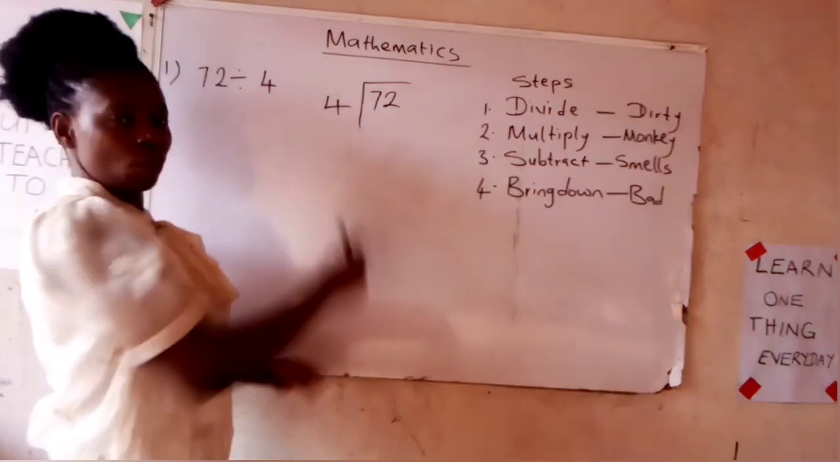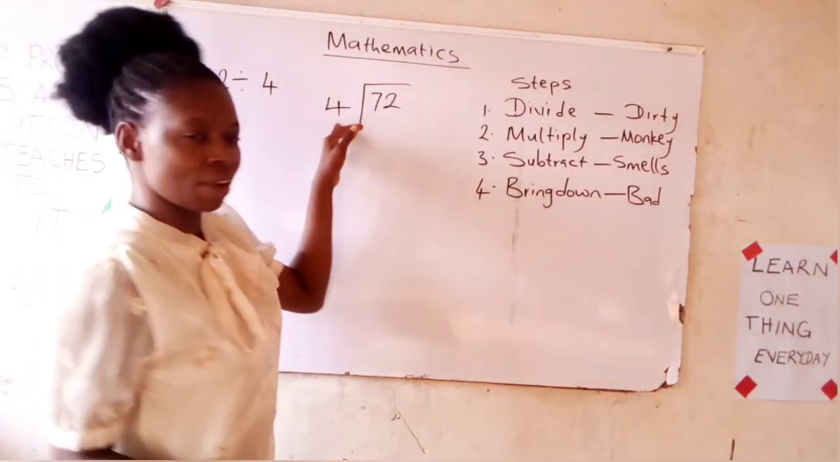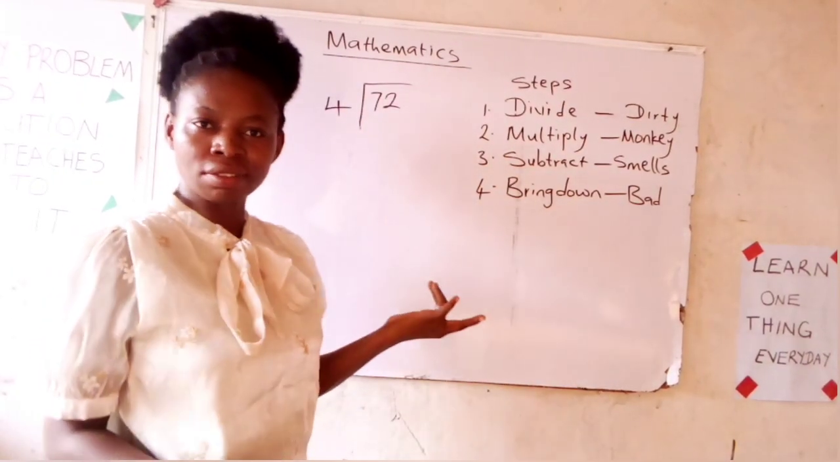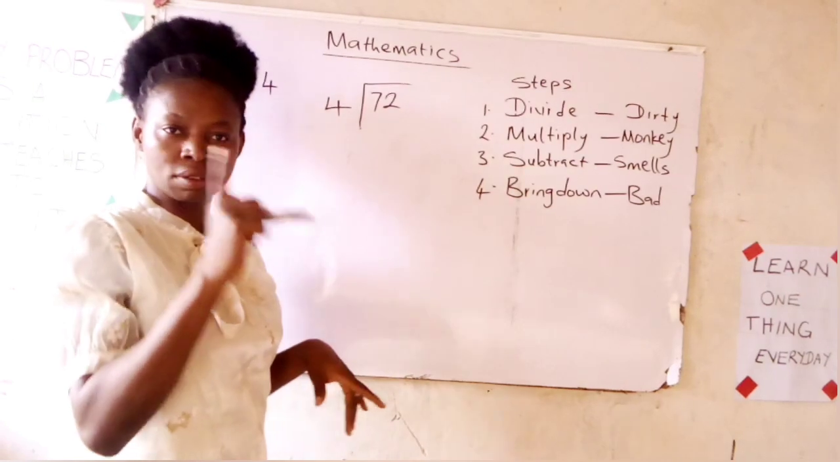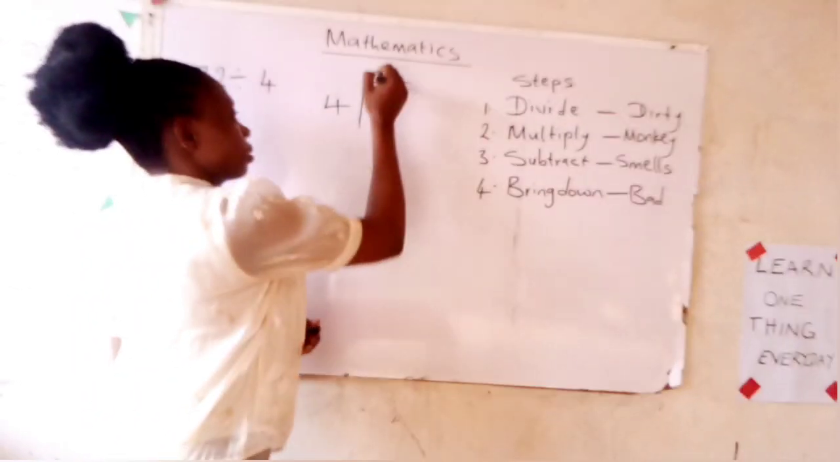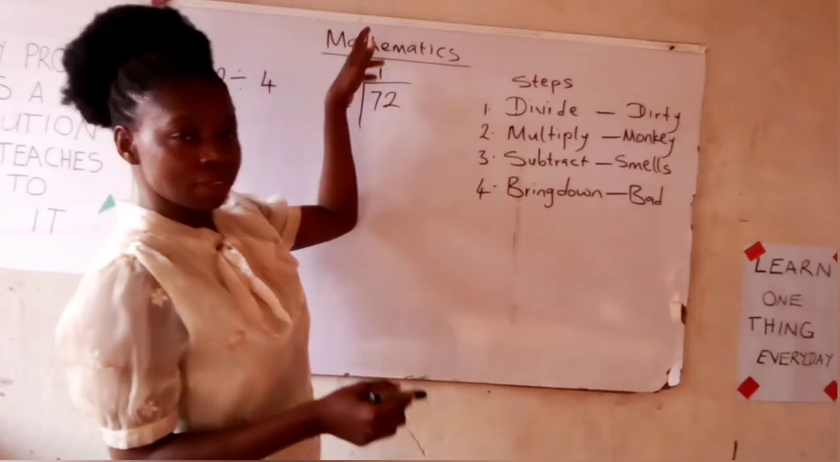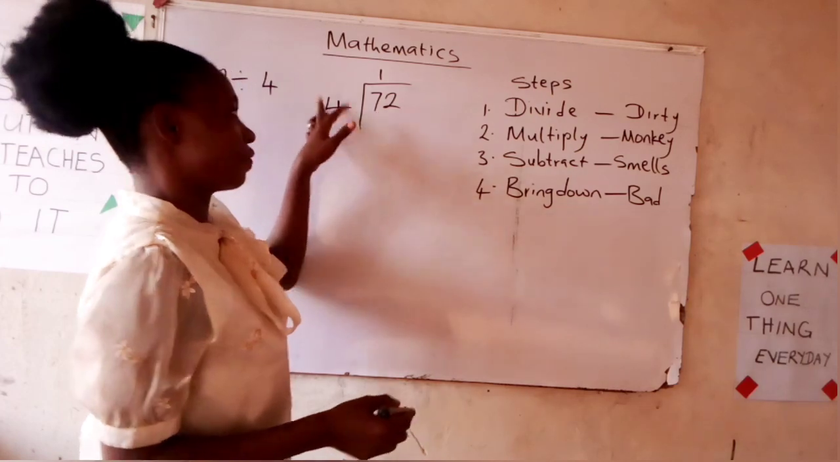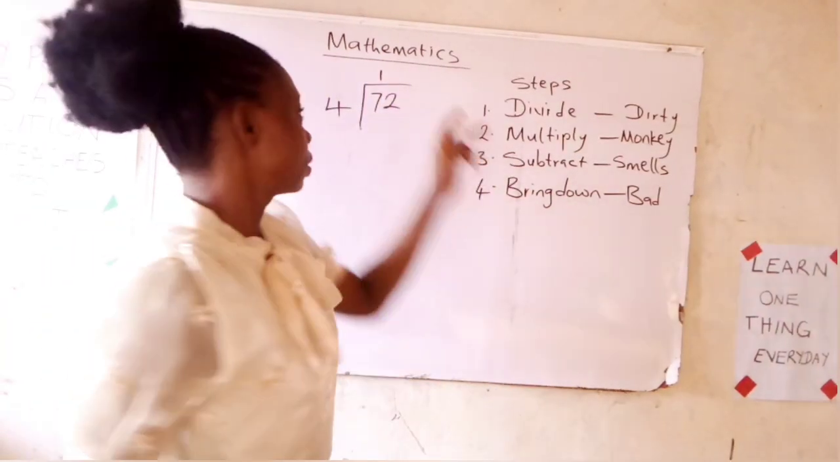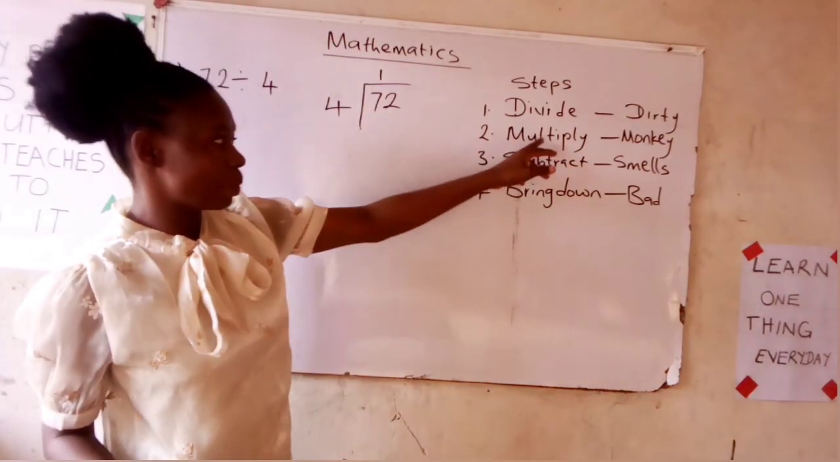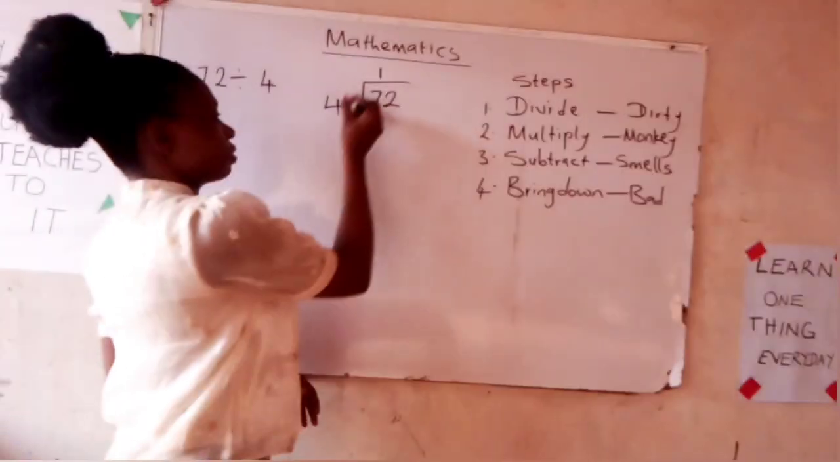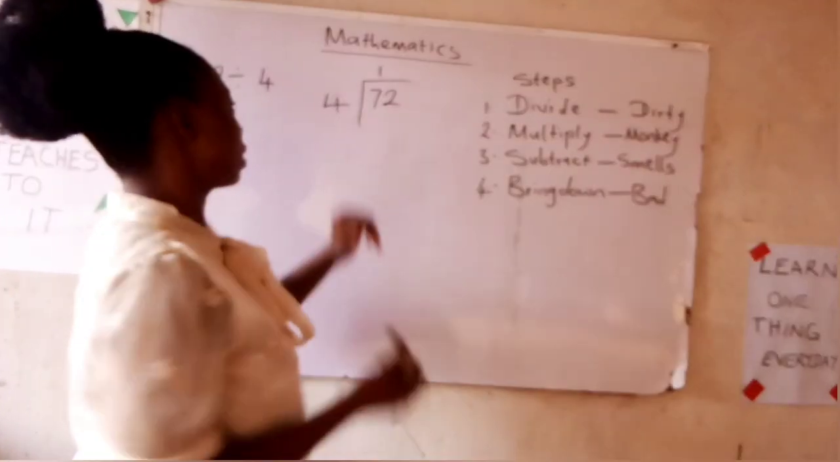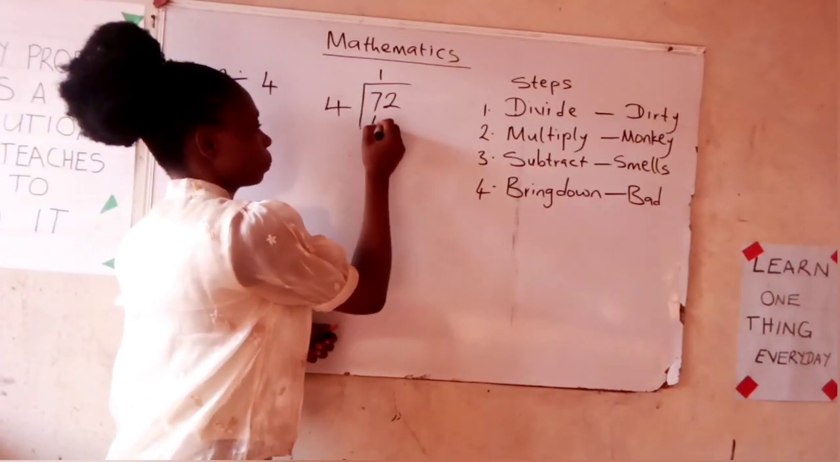7 divided by 4. How many 4s can I find in 7? If I count 7, I have to count 4 once. So I'll write 1. That is the first step, divide. 7 divided by 4 can only give me 1. And the next step is multiply. 1 times 4 is 4.